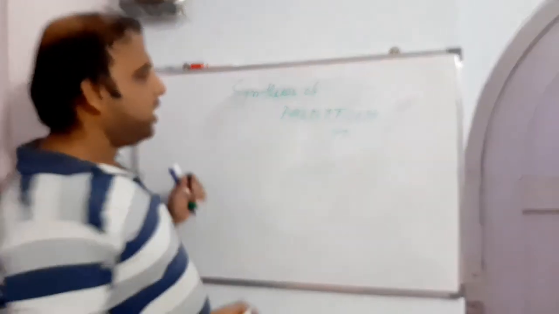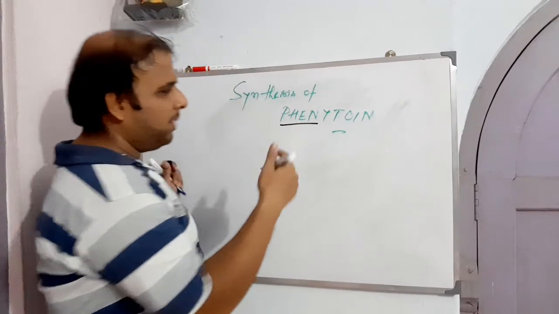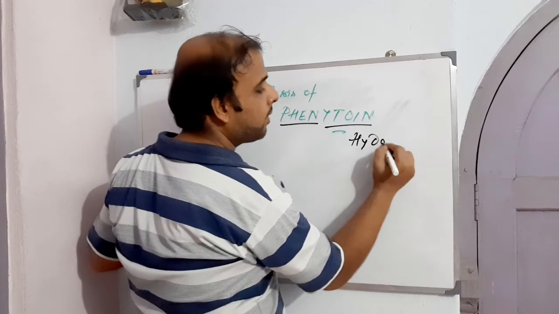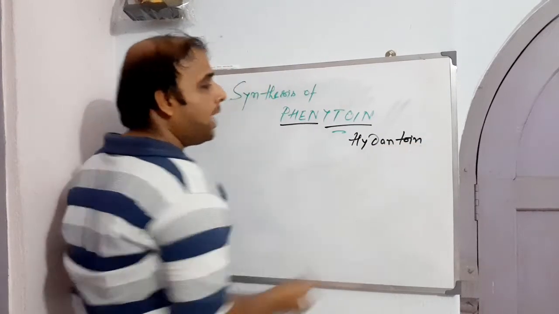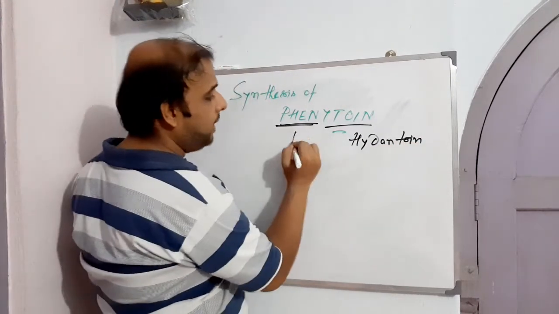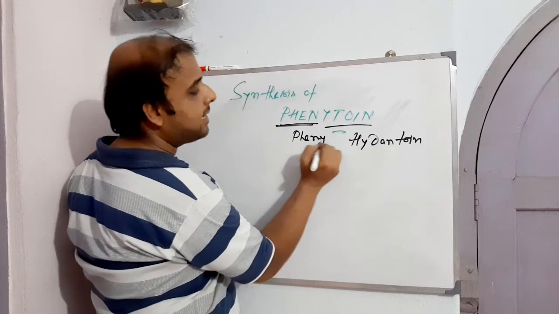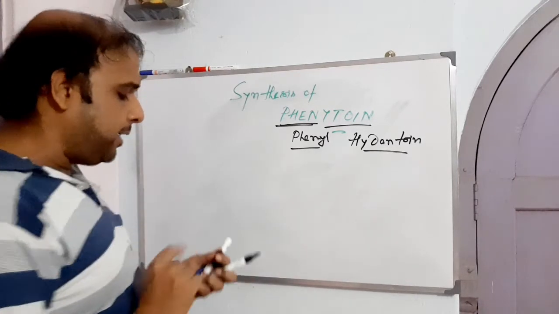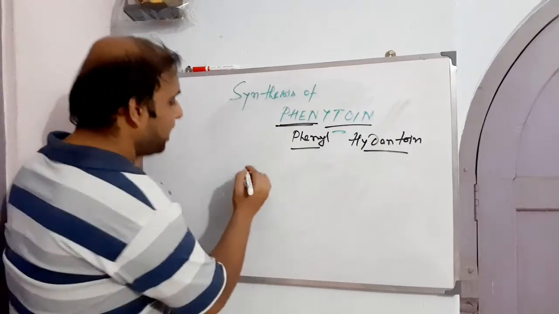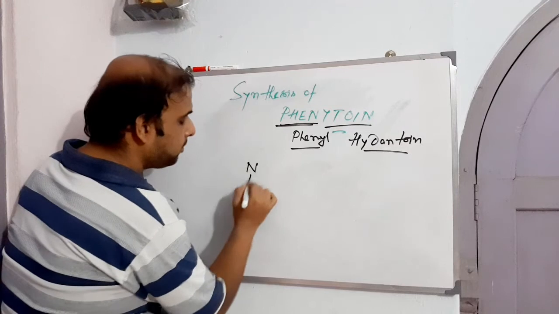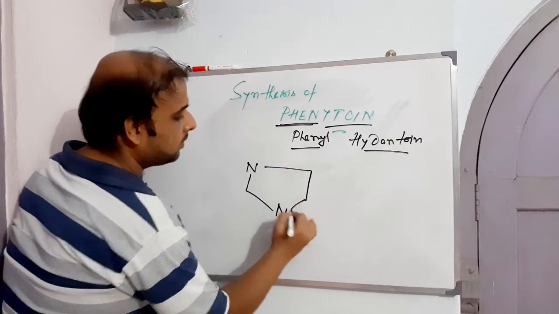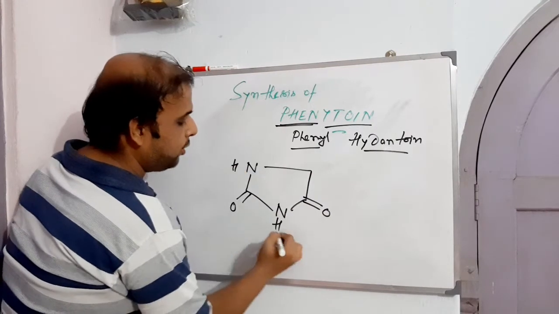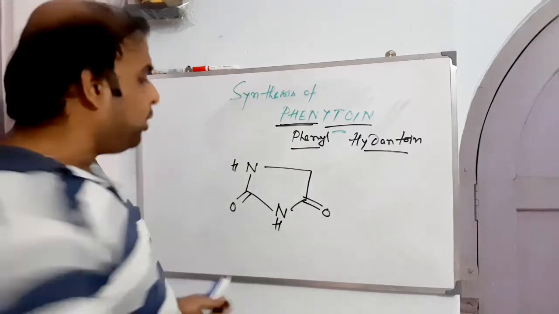What can be extracted from the name, right? Toin for hydantoin, and phenyl for phenyl, right? So that means hydantoin with phenyl. Now what is hydantoin? Hydantoin is nothing but something like this. This is your hydantoin, right? Now where to place the phenyl?